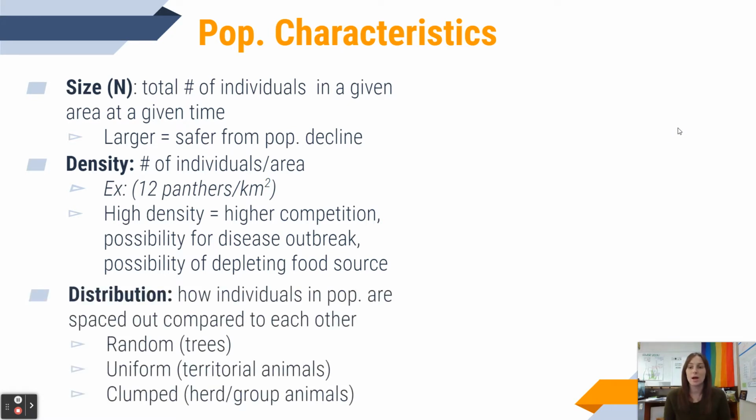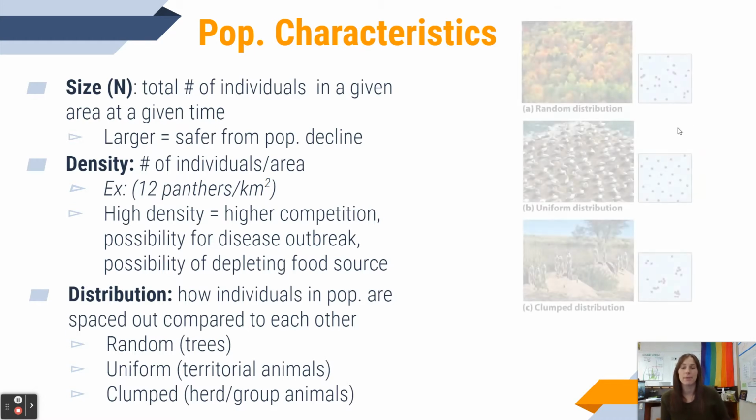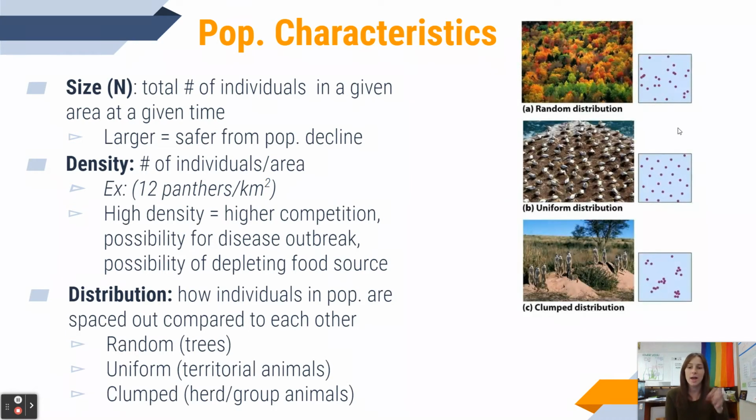Now, we also can talk about the distribution of populations. So this is going to be how individuals in populations are spaced out compared to each other. And there are three different ways that we typically see distribution in populations.